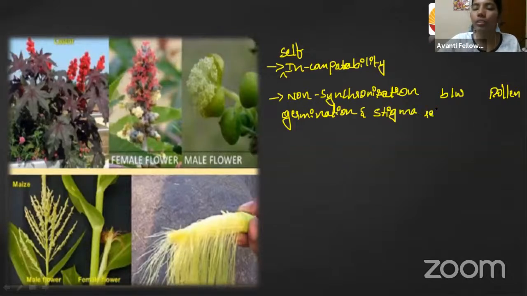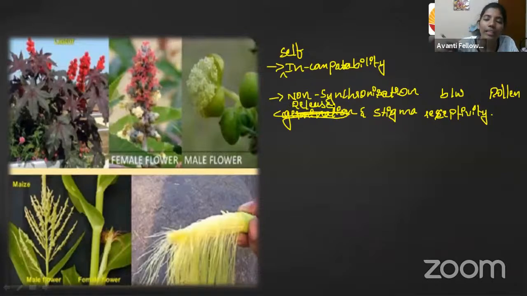So how does the plant avoid self-pollination? If the pollen grain is released, then the stigma is not going to be receptive at that time. If the pollen grain and the stigma are receptive at the same time, then there are chances of self-pollination. So to avoid that, the pollen grain is released at one time and the stigma gets its receptivity at another time, so that there are very few chances of self-pollination.